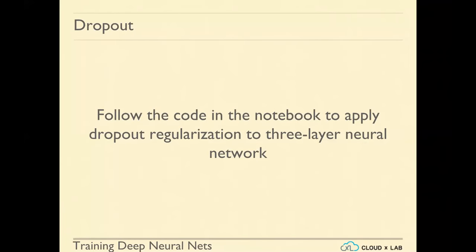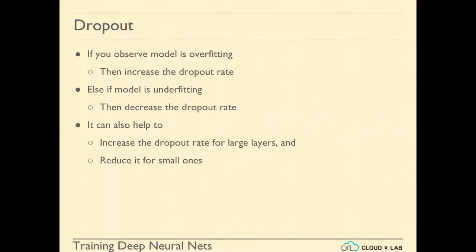Now moving ahead. If you observe the model is overfitting, then increase the dropout rate, meaning the probability value that you're passing should be increased. Else, if the model is underfitting, then decrease the dropout rate. It can also help to increase the dropout rate for larger layers and reduce it for smaller ones.